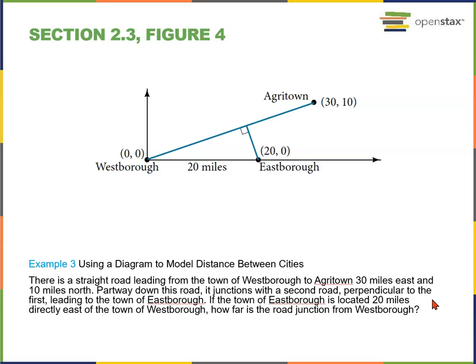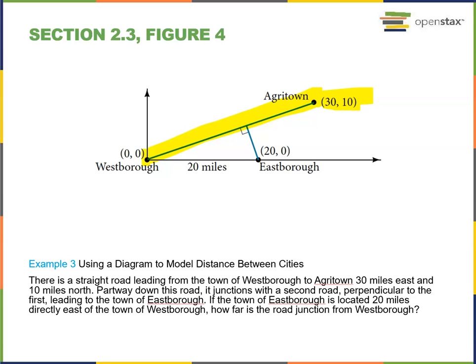Next problem: using a diagram to model distance between cities. Example 3. There is a straight road leading from the town of Westboro to Agrietown, 30 miles east and 10 miles north. It would be better if we use a diagram, a picture of the situation. So that is from the origin, from the town of Westboro to Agrietown, 30 miles east and 10 miles north. That's why you have these coordinates 30, 10.